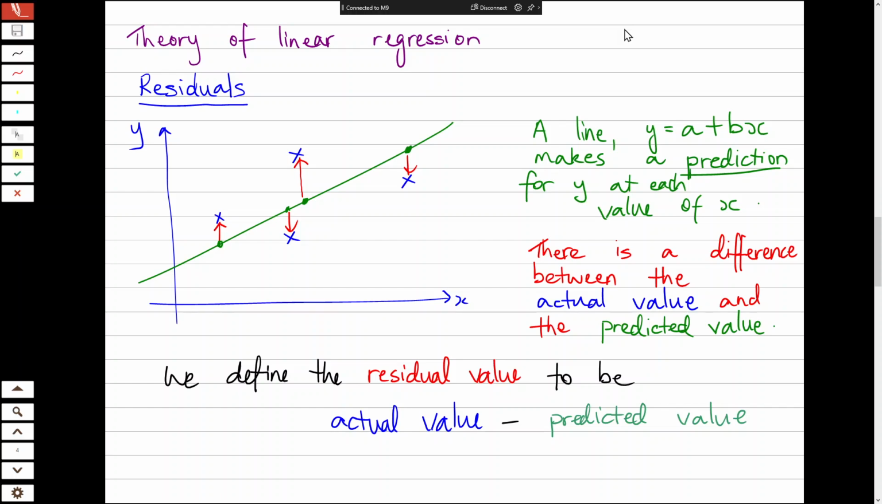Okay. So the original value in the data set, these are the dots. So I'll say these are the dots on the scatter plot. And the predicted value is the value on the line.